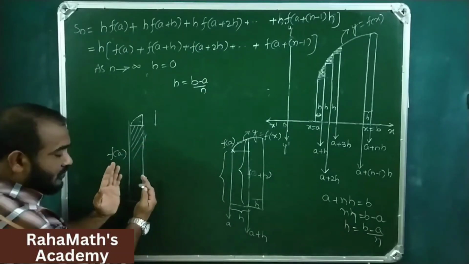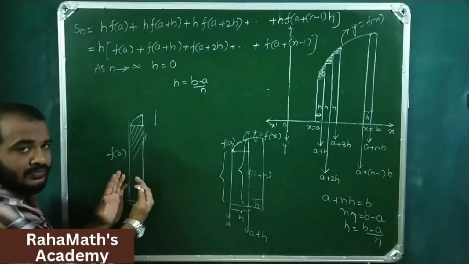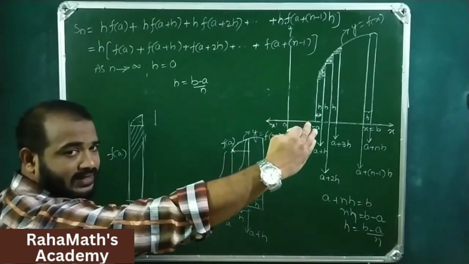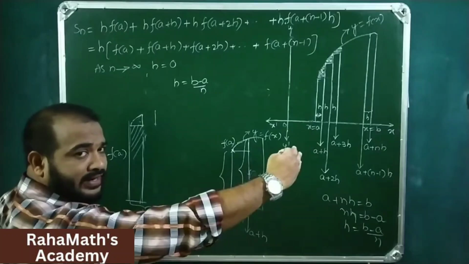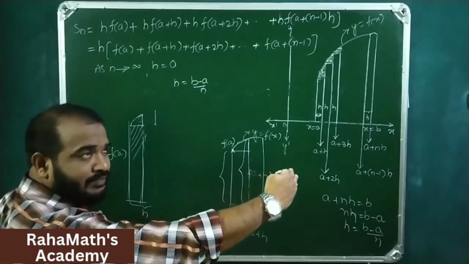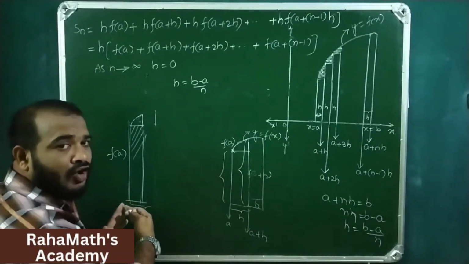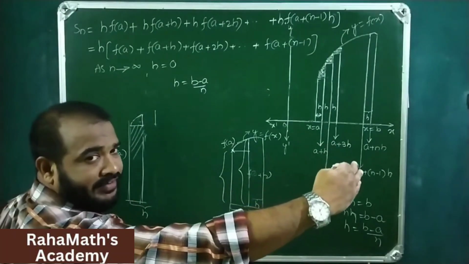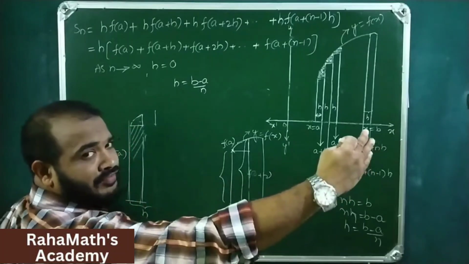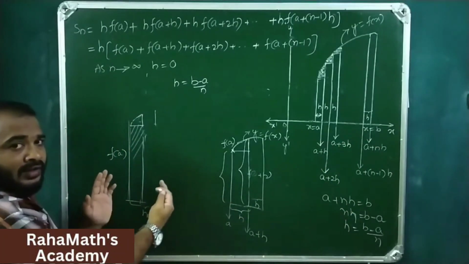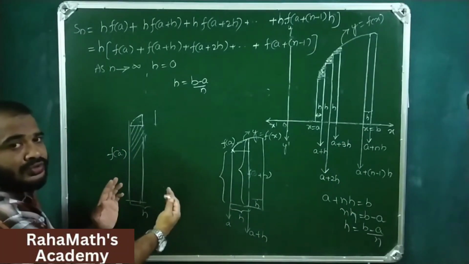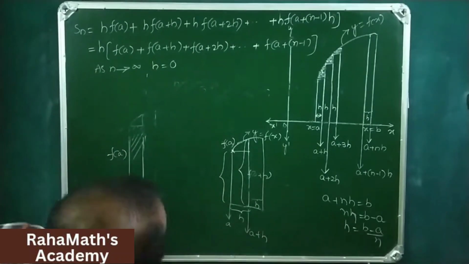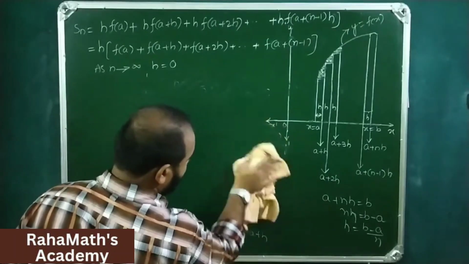So as n is tending to infinity, h is tending to 0, this width becomes 0, because earlier n number of rectangles, each having width h, had been taken. This time we are maximizing n, we are increasing the number of rectangles. If we are increasing the number of rectangles, then this width will be reduced to 0. I am coming to the point now.